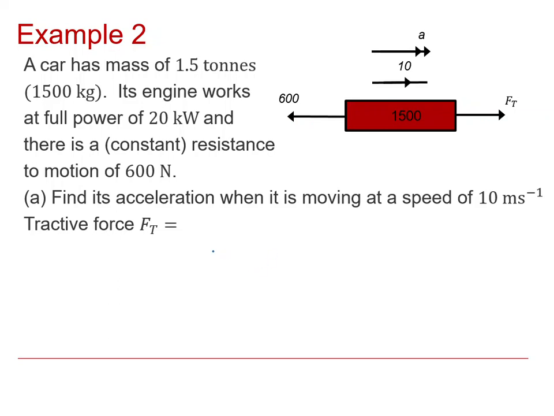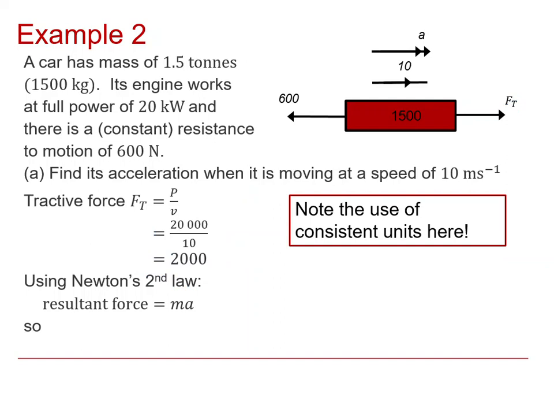So the tractive force Ft is going to come from the power, which is 20,000 in watts, and that will be divided by the speed. The speed we're given is 10, so the end result is that the driving force is 2,000. Now we're able to put the 2,000 on the diagram, that Ft is 2,000, and we can use F equals ma in order to work out what the acceleration is.